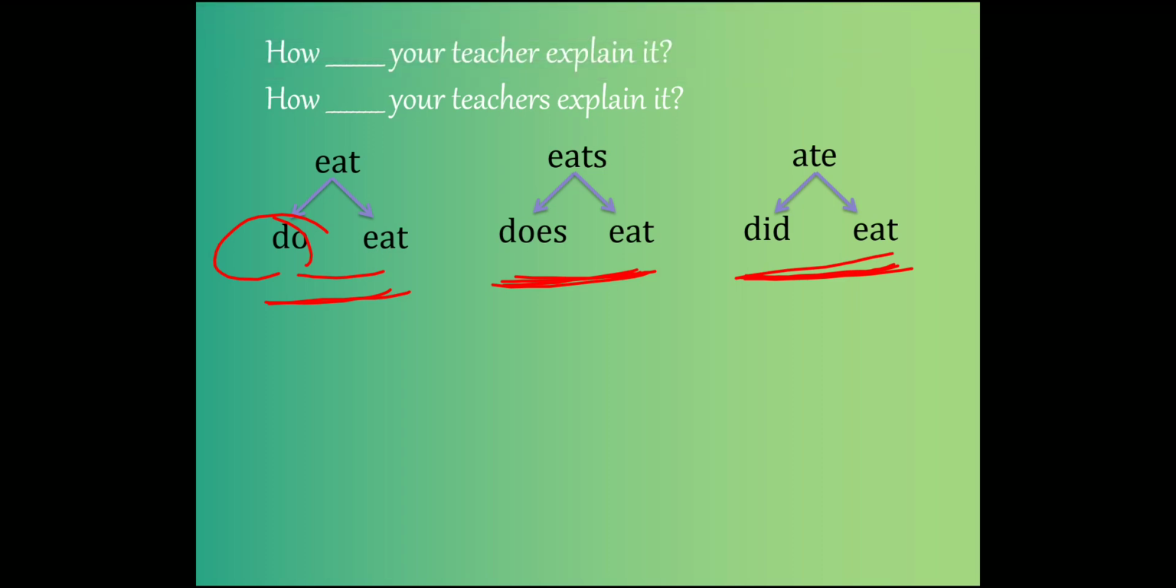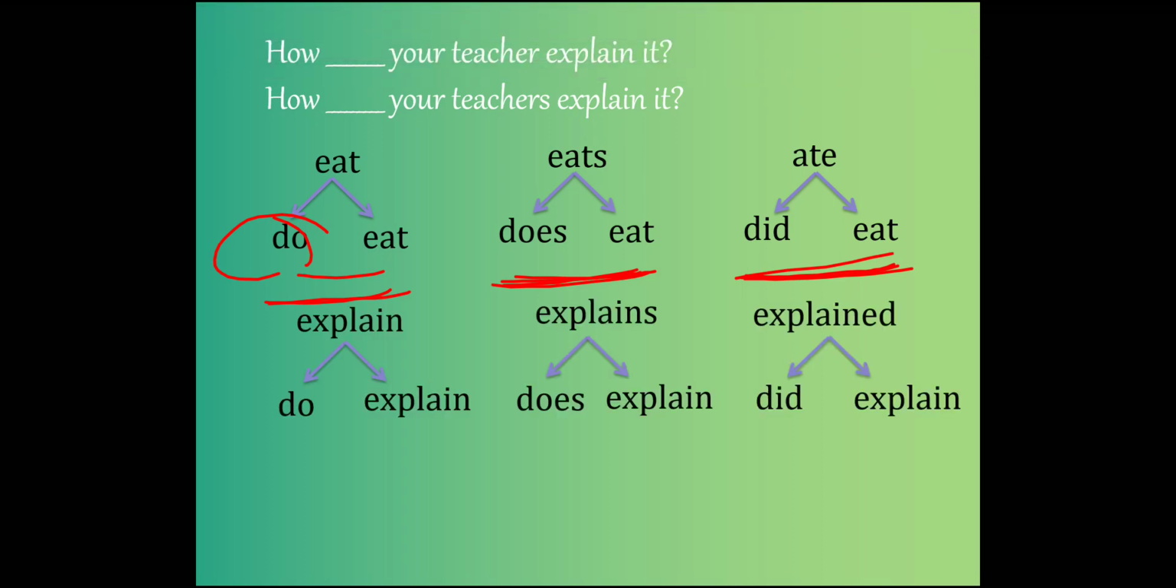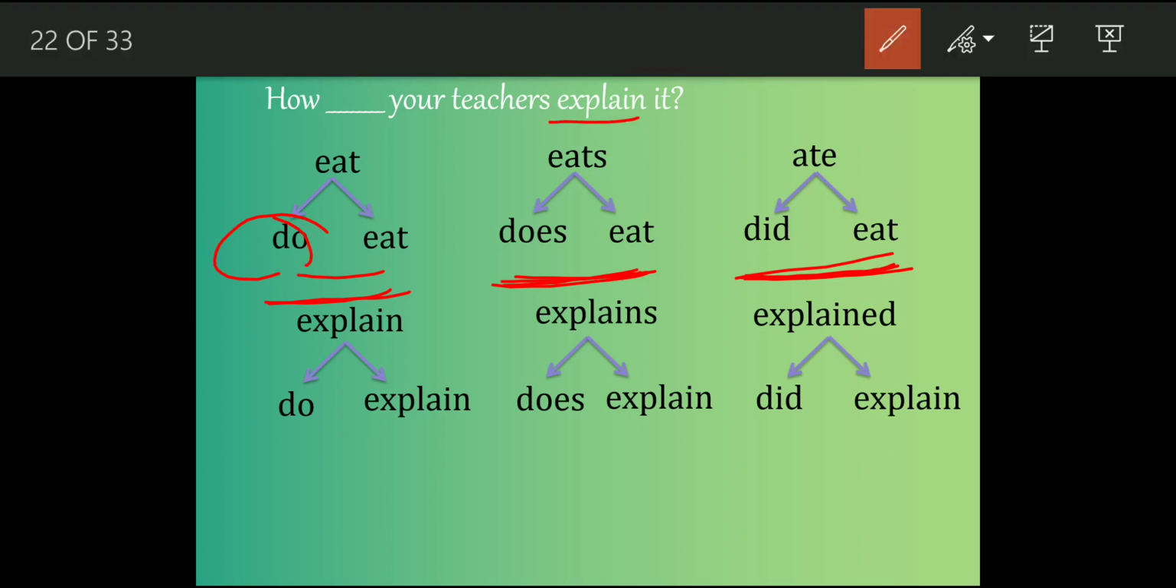Is it clear? And then we'll go to our verb, which is explain. Explain and explains are V1, and explained is V2. So explain has do plus explain, and explains has does plus explain. Explained has did plus explain.